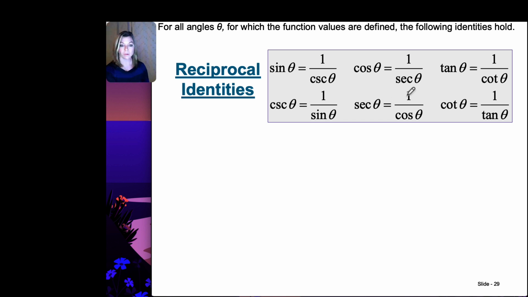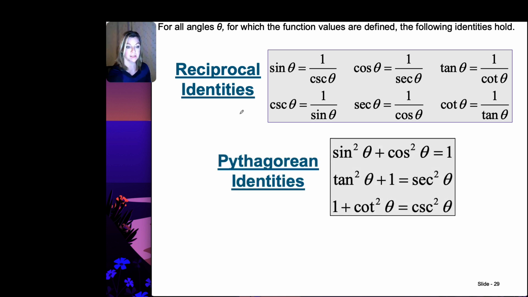Secant is equal to 1 over cosine. And cotangent is equal to 1 over tangent. These are called the reciprocal identities, which you know. We've been working with these since the very first video. Next set of identities are called the Pythagorean identities, which again, we've talked about the Pythagorean theorem. So don't let this appear to be something brand new. You know this stuff. It's just now we're in trigonometric identity form.